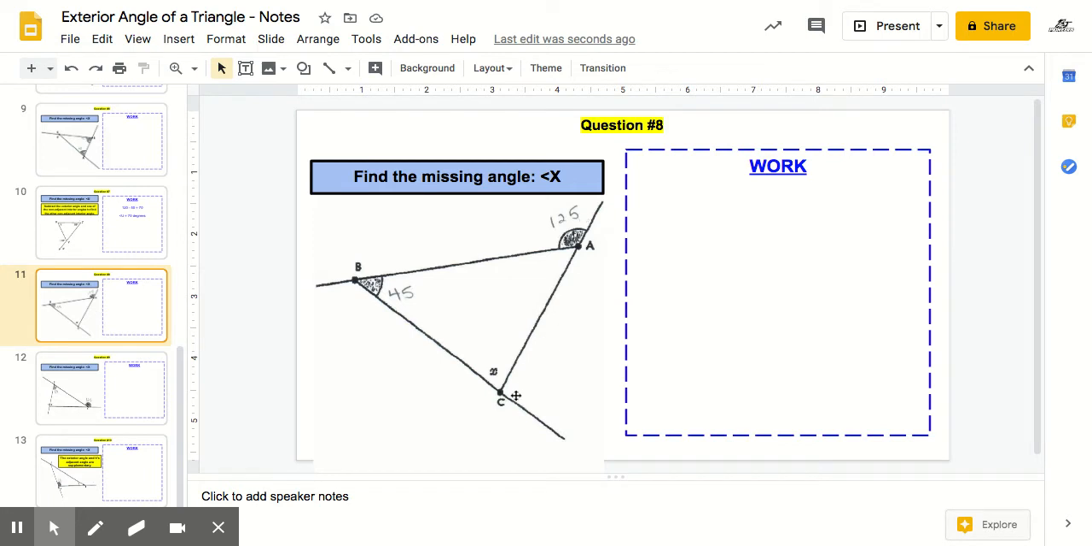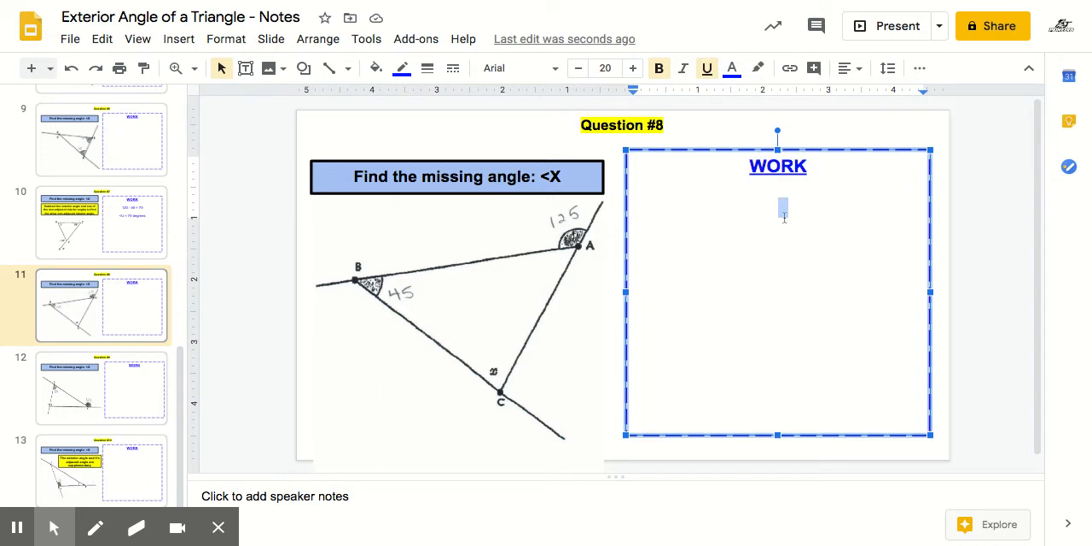Okay, next one, we want to find angle x. Again, angle x is an interior angle, it's not an exterior angle. I gave you the exterior angle here. Okay, so I know together angle B and angle X have to add up to be 125 degrees. Angle B is 45. In order to figure out the measure of the missing interior angle, I simply have to subtract 125 minus 45, and I get 80. So I know the measure of angle X has to be equal to 80 degrees.